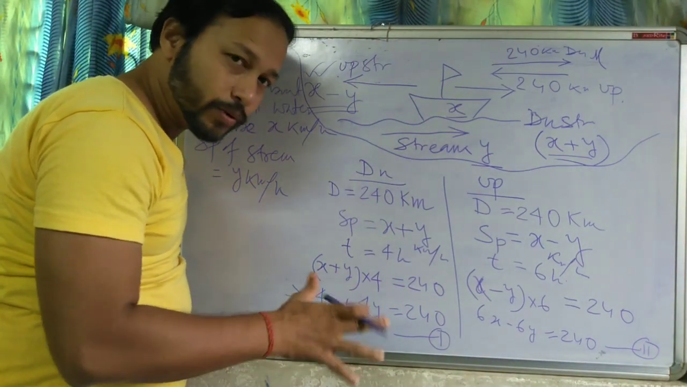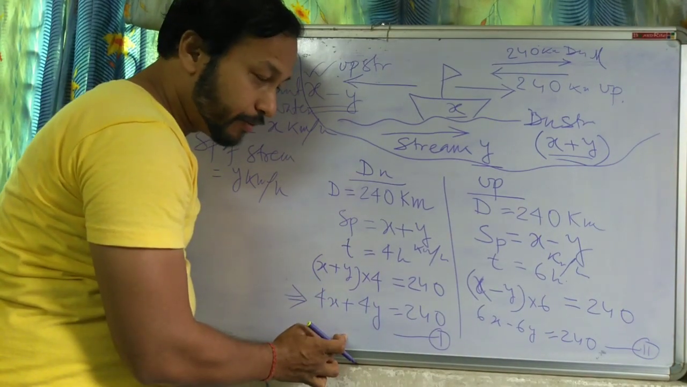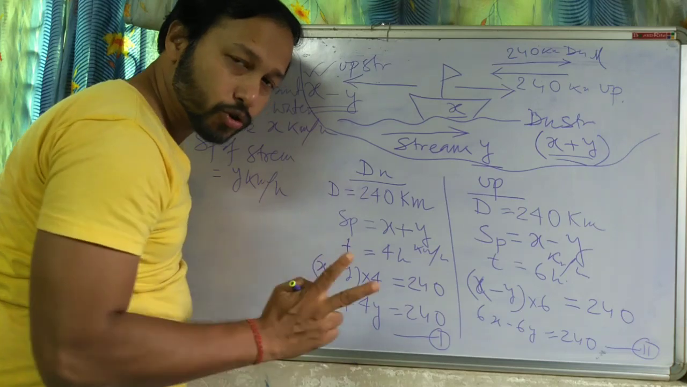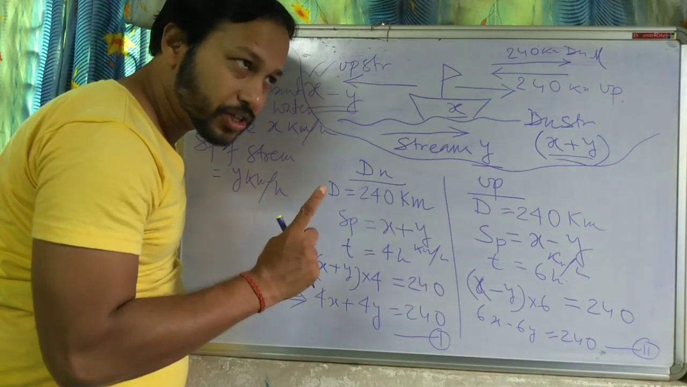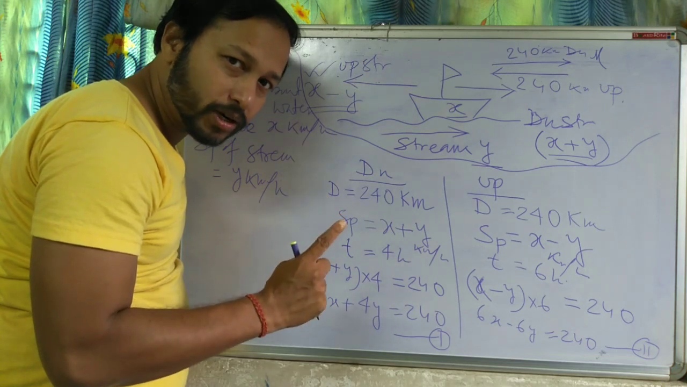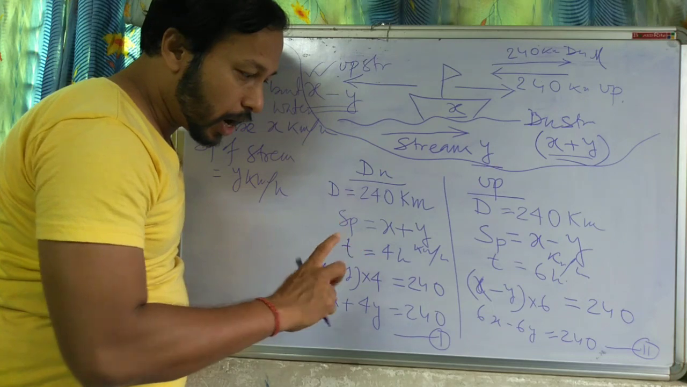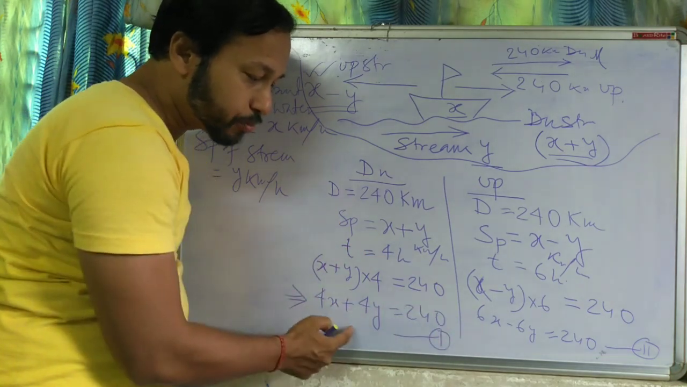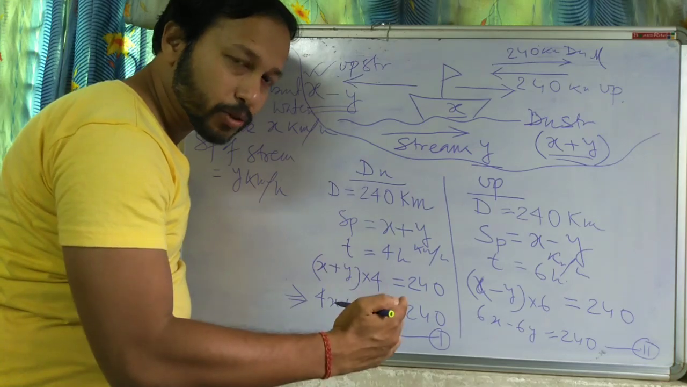Now easily you can solve both the equations. We know two methods of solving this type of equations. First is elimination method, second is substitution method. How to solve this type of equations by using substitution method and elimination method?